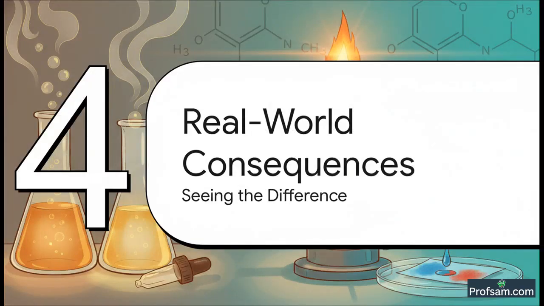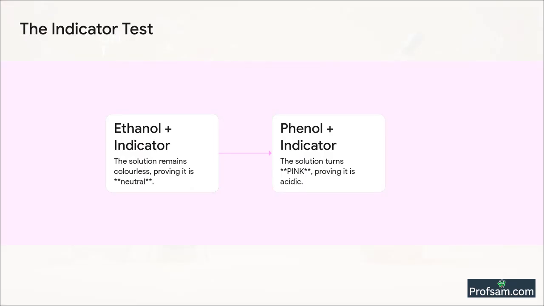Okay, so this theory is all very nice and the analogy is helpful, but how can we actually see this difference in the real world, like in a chemistry lab? Well, let's look at a very simple test that gives us visible proof of everything we've been talking about. Okay, let's take a common indicator, phenolphthalein. Now, if you take some ethanol, which is an alcohol, and add a few drops of this indicator, what happens? Nothing. It stays completely colorless. This confirms that ethanol is neutral.